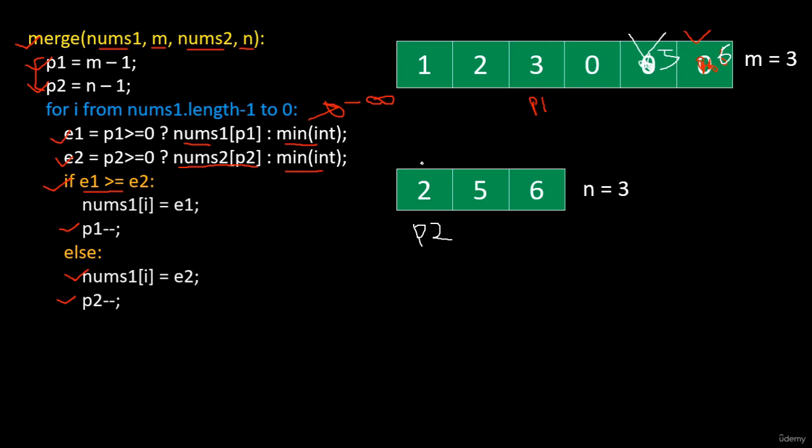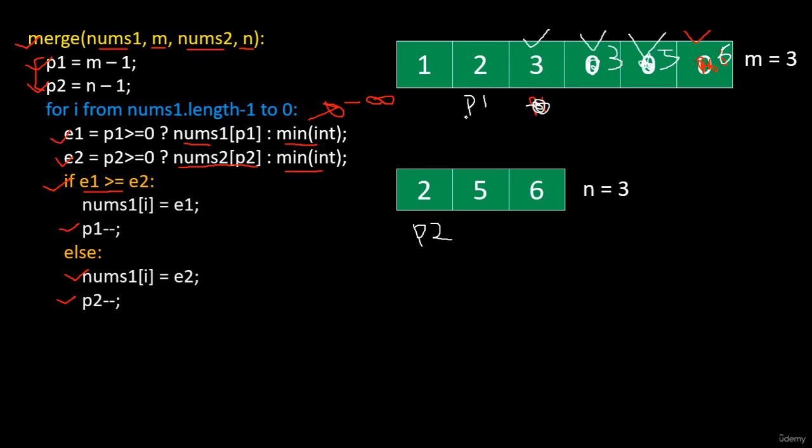Then we're going to check this 2 element. We see 3 is greater. So let's update this current element. This is our current element, so let's update this element with 3. Let's move p1 to the left. p1 points right over here. And this is our current element.